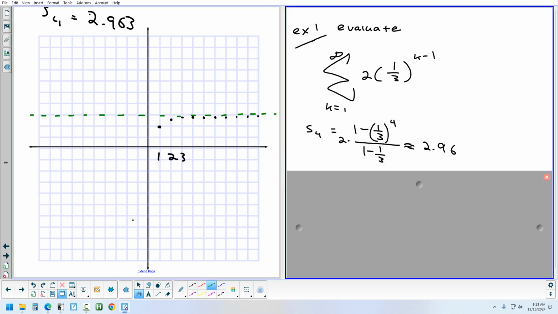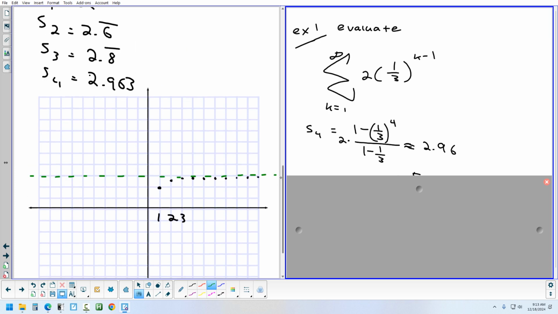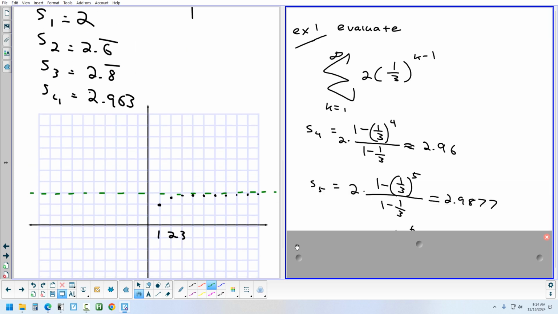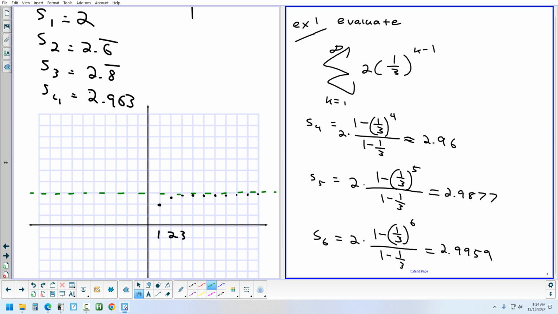So now I did some more of these out. S4, we did that one together, but I also did S5, 2.98, just to show you it's getting really, really close to 3. And then I did the first 6, 2.9959. Instead of adding them up manually like we did for the first 4, this is using the formula we learned yesterday. Because getting to S6 takes a while. You have to add 6 fractions up, so it's easier to use the formula that we did in the homework.